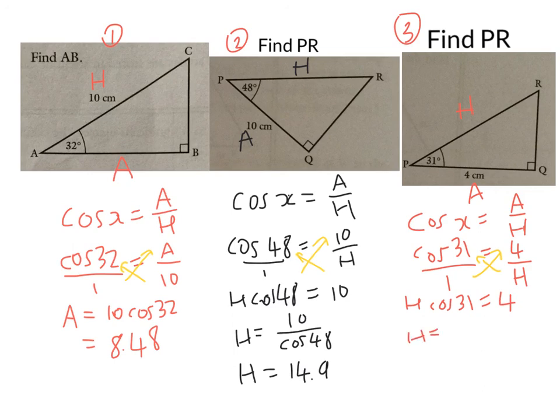Put the fraction equal to a fraction, cross multiply, and we get H cos 31 equals 4. Divide both sides by cos 31 to get H is 4 divided by cos 31, and then that gives 4.67 to 3 significant figures, and they're all in centimeters, by the way.